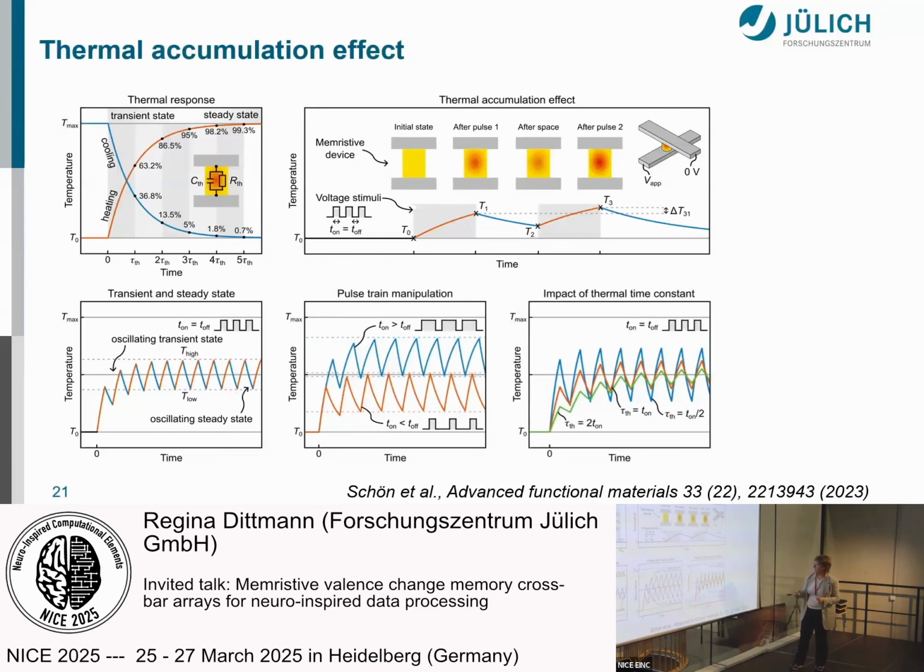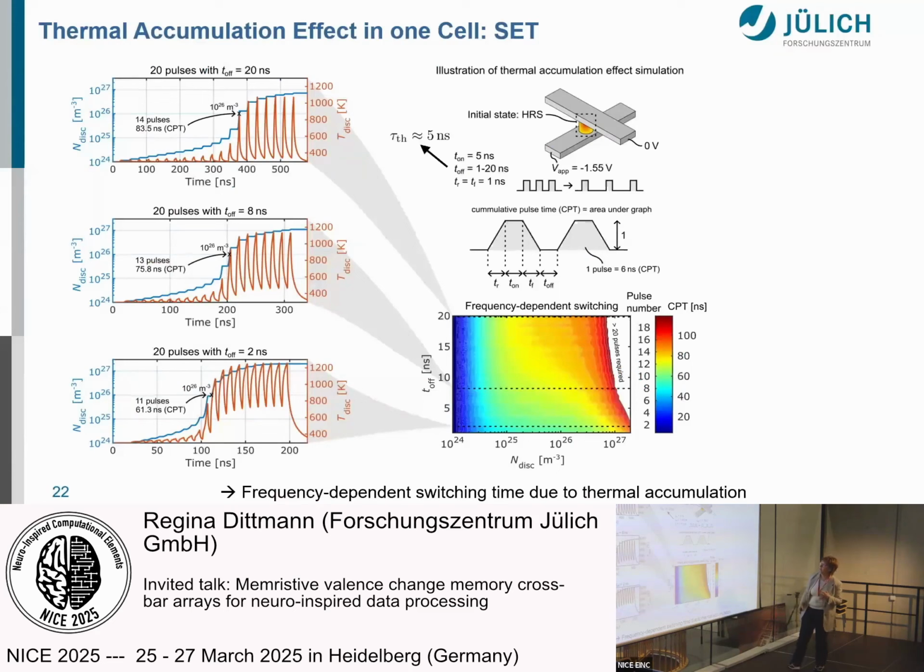And if you have a look at the set process, you see that for pulses with a distance of 20 nanoseconds, the pulses are more or less independent in terms of the temperature increase. So it always has the time to cool down before the next pulse is coming. But then if you move into an 8 nanosecond regime, they start to accumulate, and here it's very pronounced that you're never cooling down before the next pulse is coming. So this is for the set process.